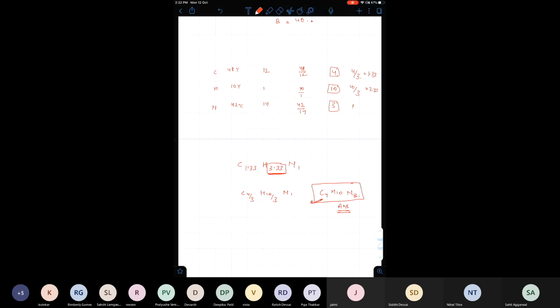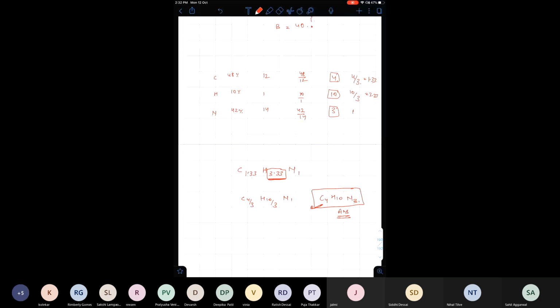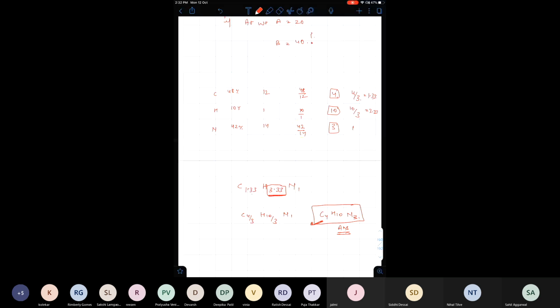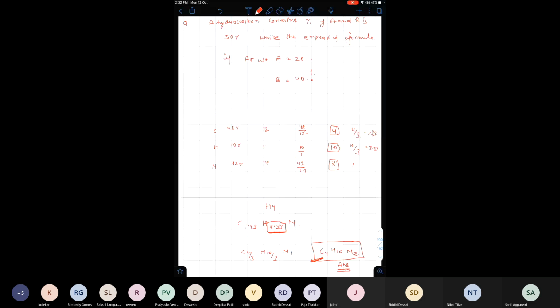Siddhi, Pratyusha, Pooja, take this as the answer instead of that. You cannot round off and make it 4. If this were 4, then your answer would have been correct. Understood? Next question.